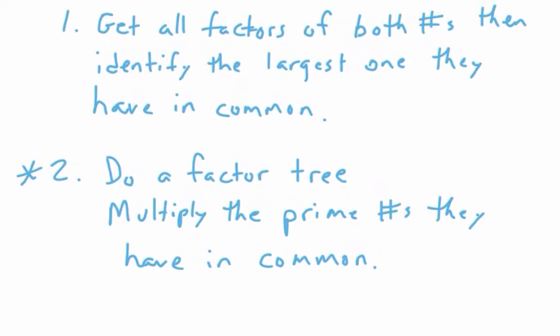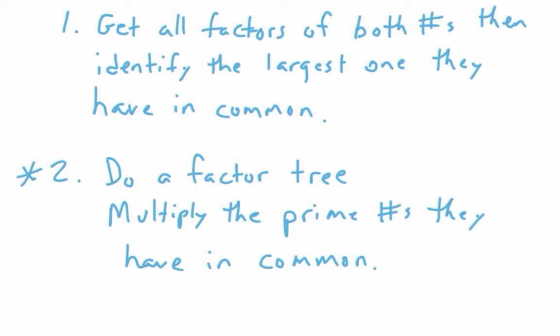What I like about the second one is I'm less likely to miss one. I've seen students who, as they go through method number 1, come up with all the factors. Well, if you miss one pair of factors, then you get the wrong answer, even though you did tons of work. The factor tree feels a little more straightforward, less likely to miss one thing and get it wrong. So I'll do a couple examples of the factor tree method.